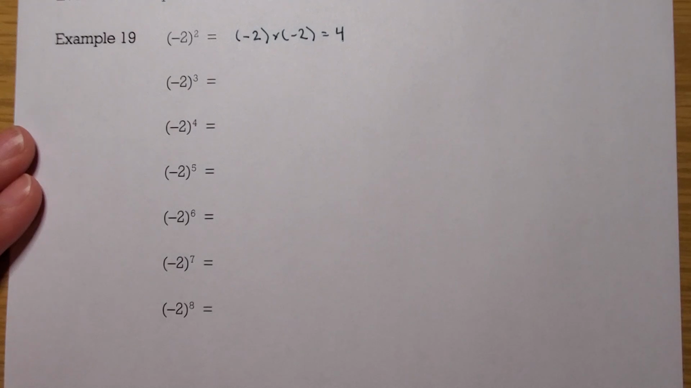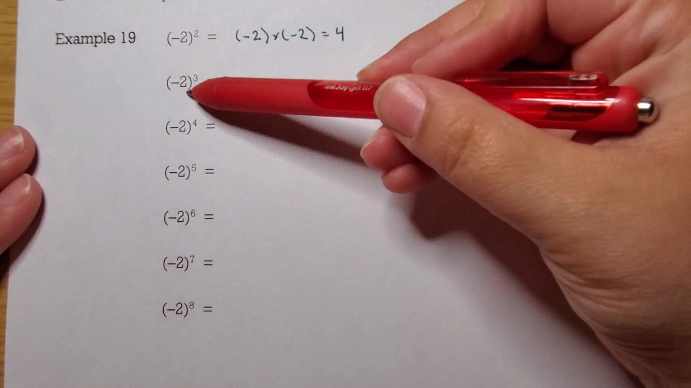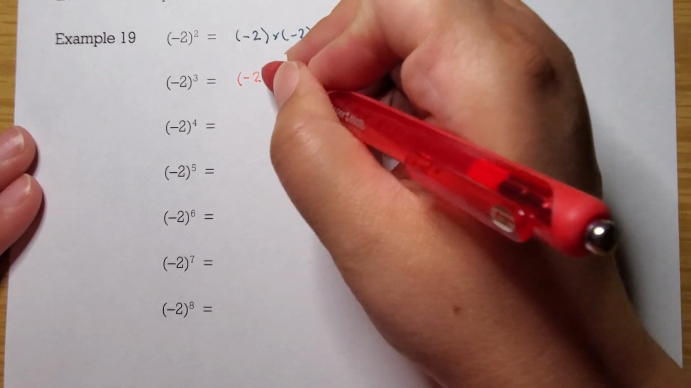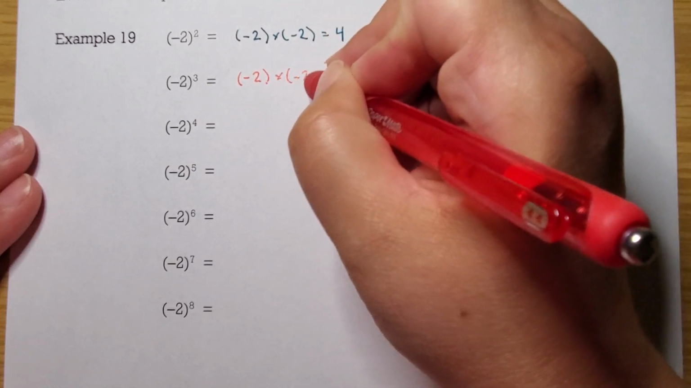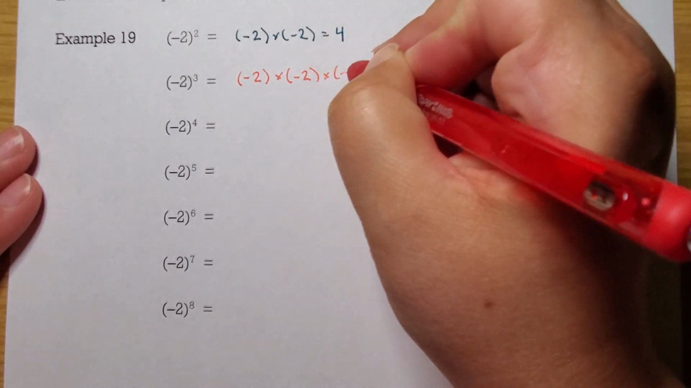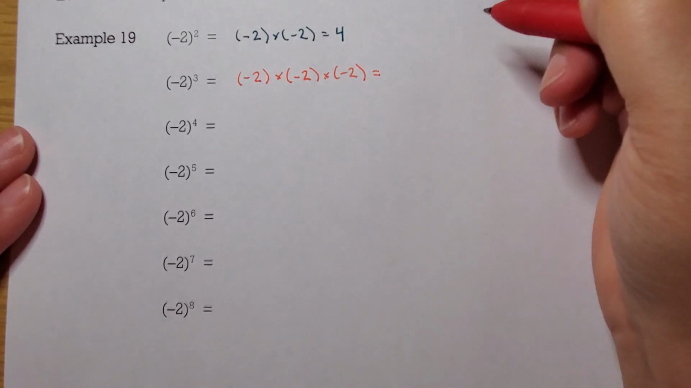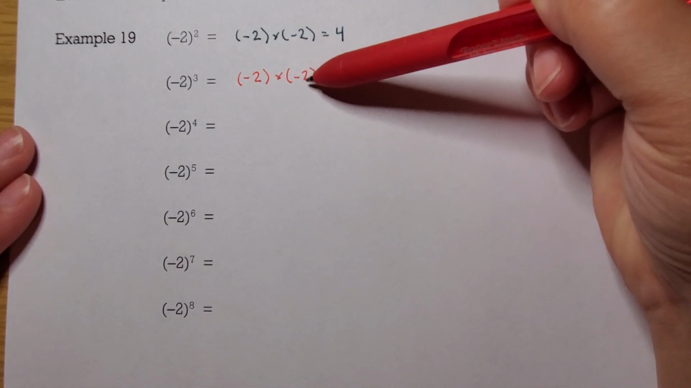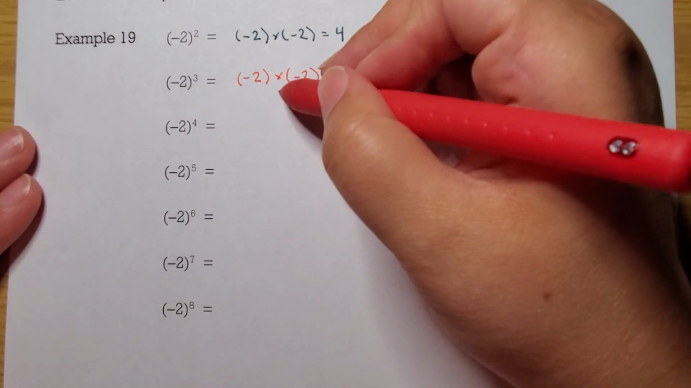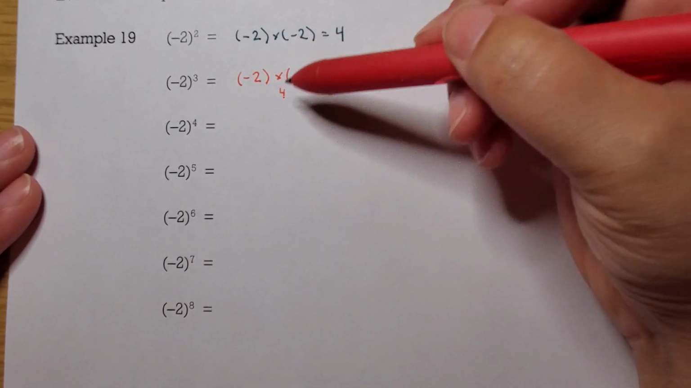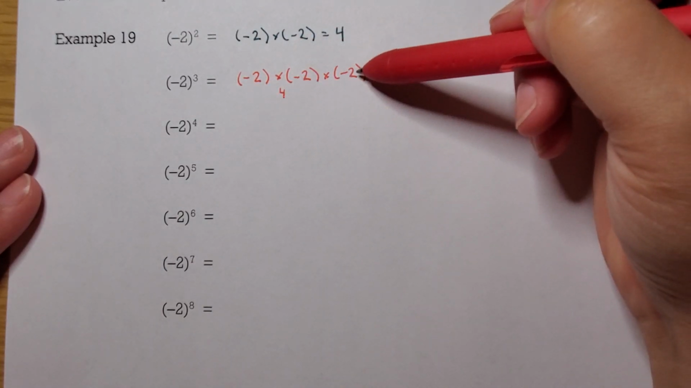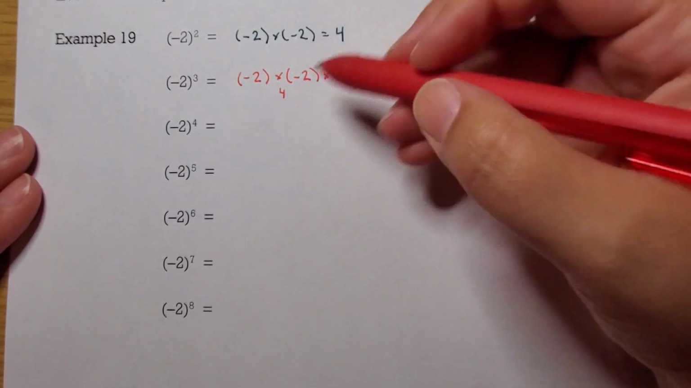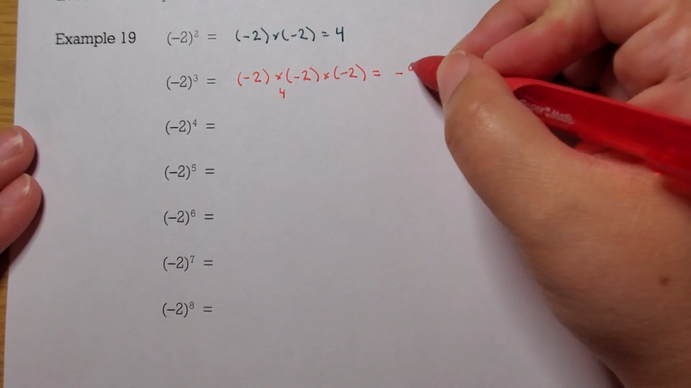All right, let's do this next one. We have (-2) to the third power. So that means -2 times -2 times -2. Here, -2 times -2 is positive 4. And positive 4 times -2, a positive times a negative is a negative, and 4 times 2 is 8.